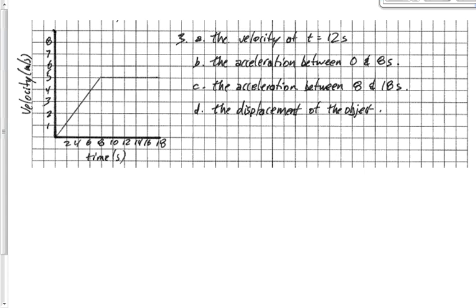3 says, what's the velocity at 12 seconds? Go up and over, going to be 5 meters per second. The acceleration between 0 and 8 seconds. So the acceleration from here to here. We're going to say it's final minus initial velocity. That's going to be 5 minus 0 over the time interval of 8 seconds. That's going to give me 0.625 or 0.63 meters per second squared.